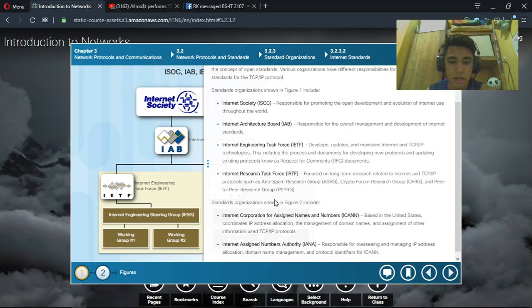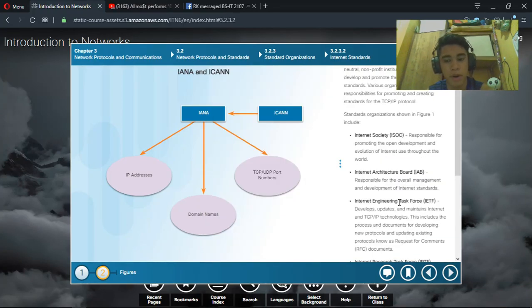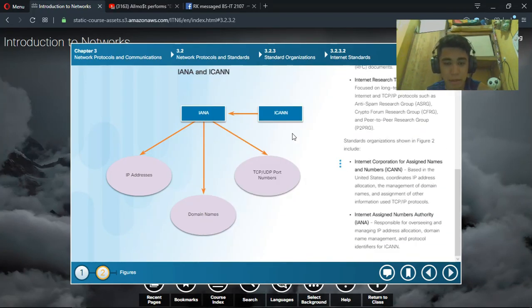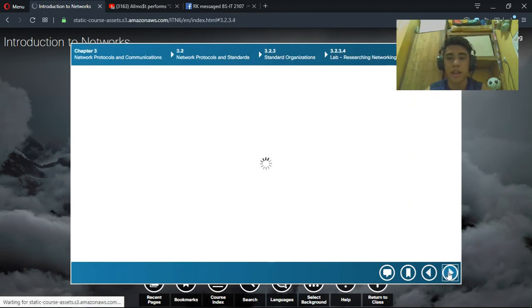Standards on Figure 2: ICANN, or Internet Corporation for Assigned Names and Numbers, based in the United States, coordinates IP address allocation management and domain names. And next is Internet Assigned Numbers Authority, or IANA, responsible for overseeing and managing IP address allocation, domain name management, and protocol identifiers for ICANN. Next.